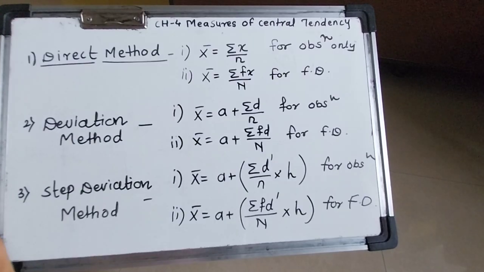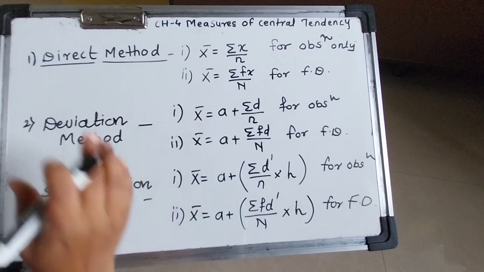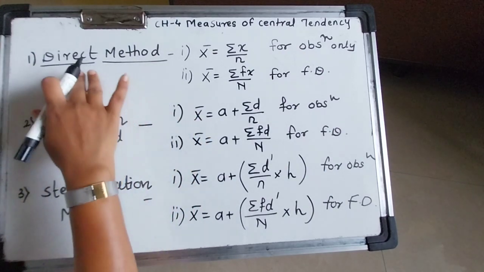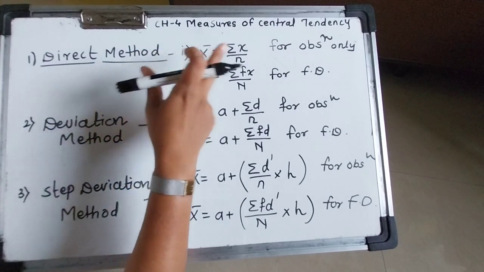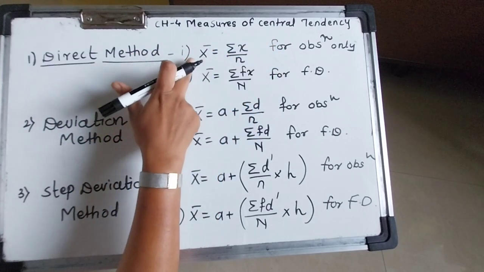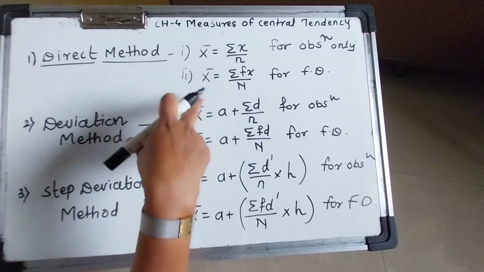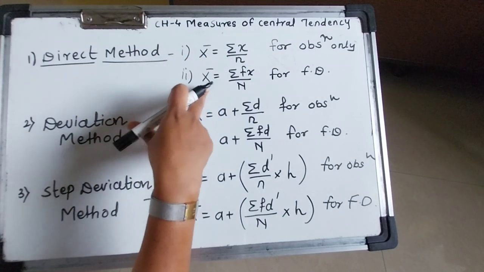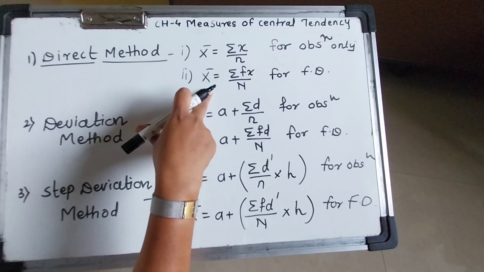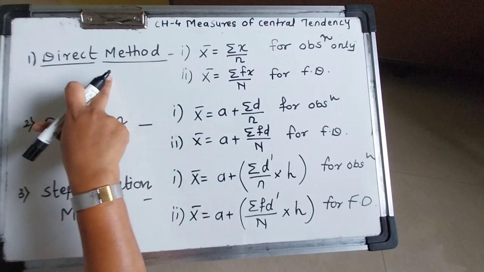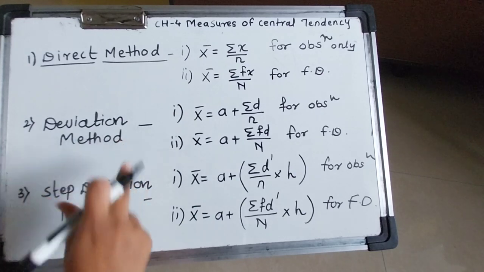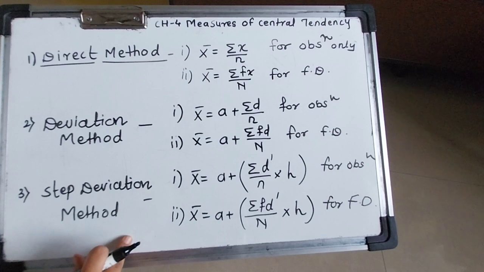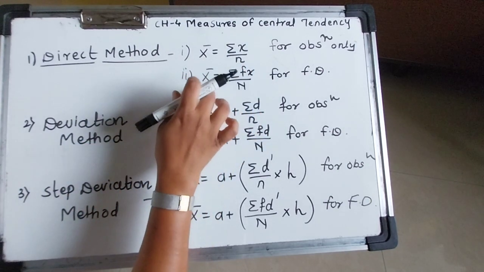See, this is all about mean. Okay, first method is the direct method. In the direct method, the first formula is summation x upon small n. It is for only observations. If they give only observations, we use this formula. Second, if they give a frequency distribution, we use this formula for the direct method. If in a question they mention the deviation or step deviation method, then only we use these formulas. Otherwise go through this formula.